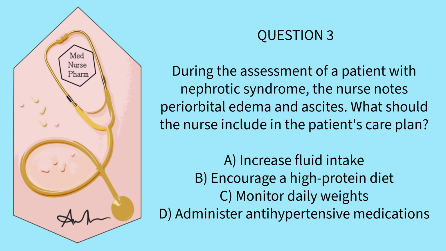Question 3. During the assessment of a patient with nephrotic syndrome, the nurse notes periorbital edema and ascites. What should the nurse include in the patient's care plan? Increase fluid intake, encourage a high protein diet, monitor daily weights, administer antihypertensive medications. Pause the video and select your answer.